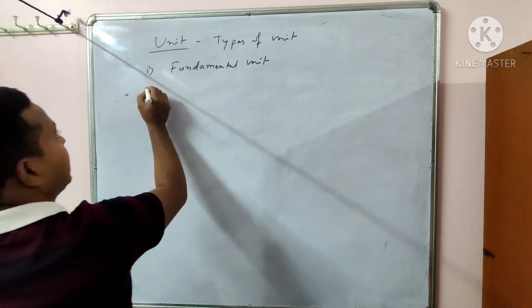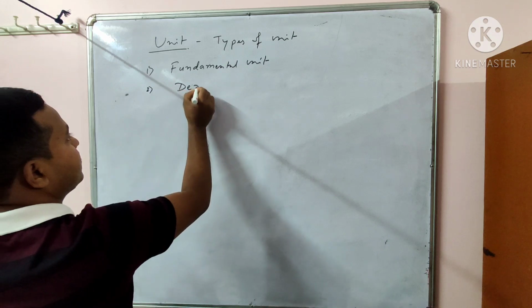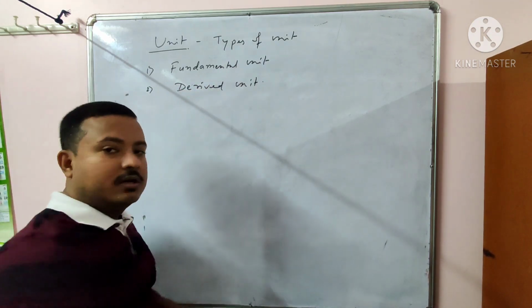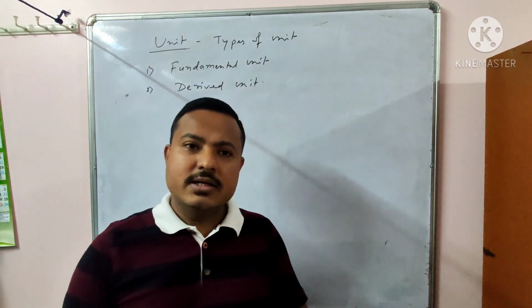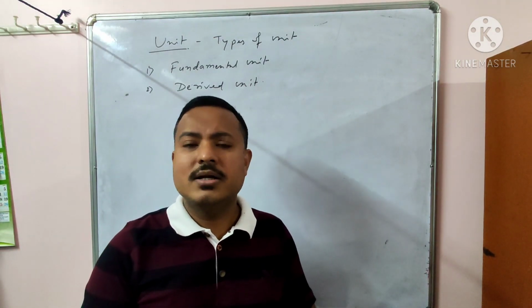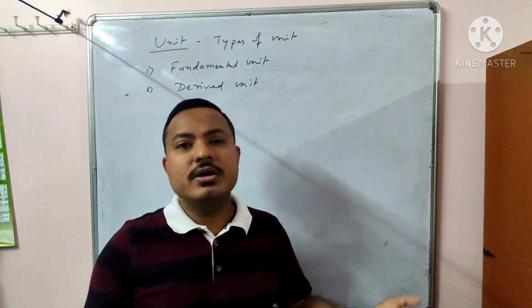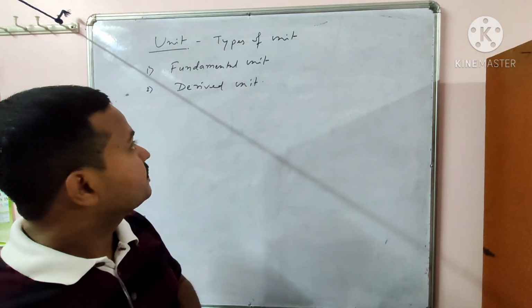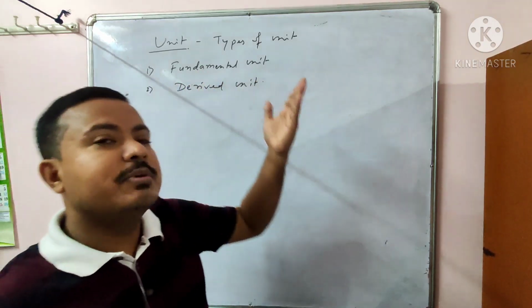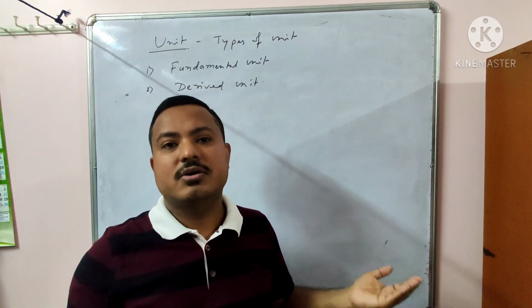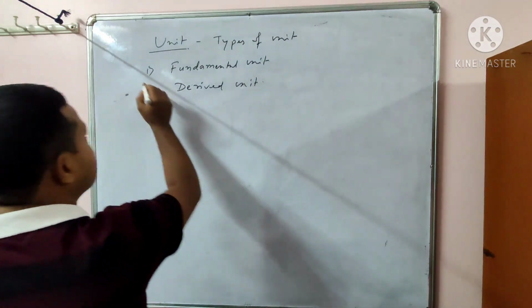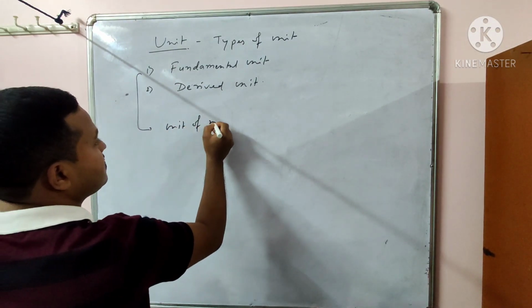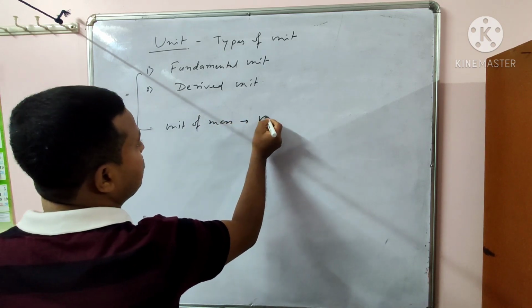Fundamental unit. And the second one is derived unit. Now as we know the fundamental quantity, obviously the fundamental unit will be what? The units used for fundamental quantities, or the units of fundamental physical quantities, are called fundamental units.